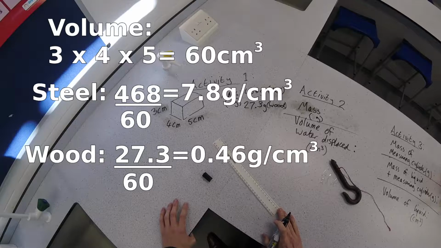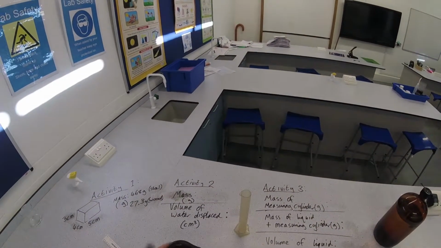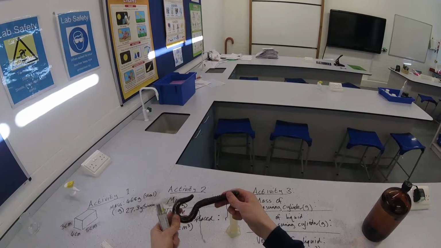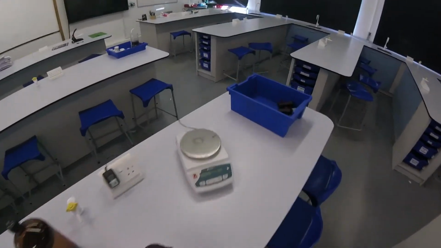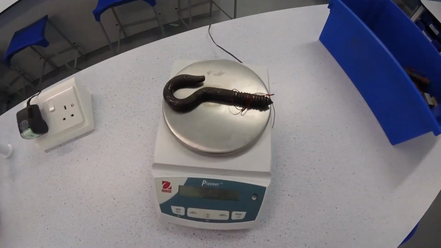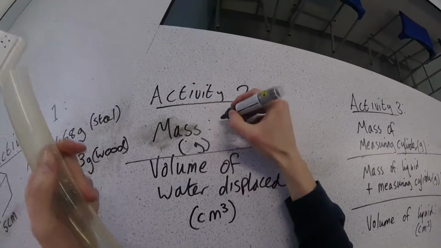Okay, right, on to activity 2. So activity 2 is me measuring the density of irregularly shaped objects. I've got a hook. It's a metal hook that I've just found, and I've tied some string to it. I'm going to pop it on the scales first to measure the mass. I get a mass of 394 grams.